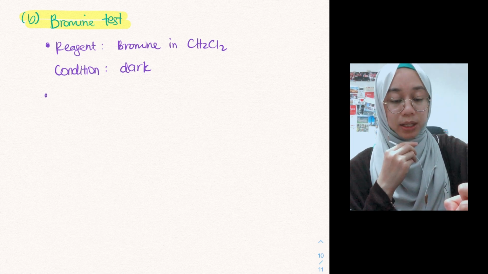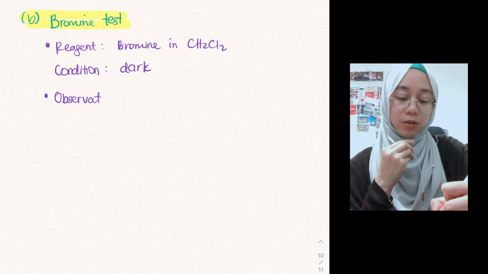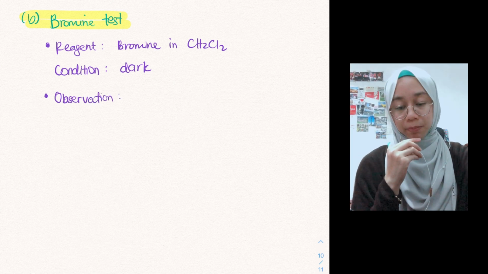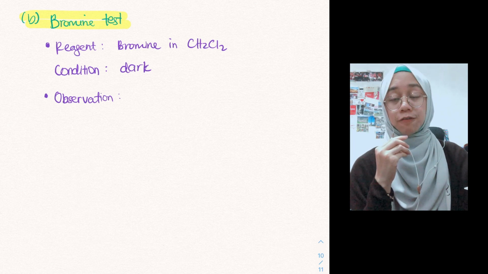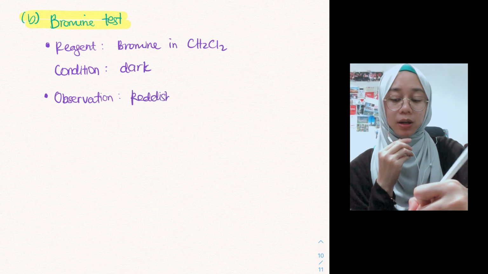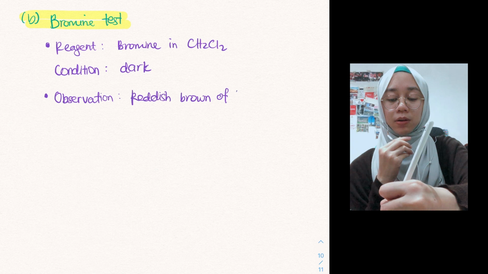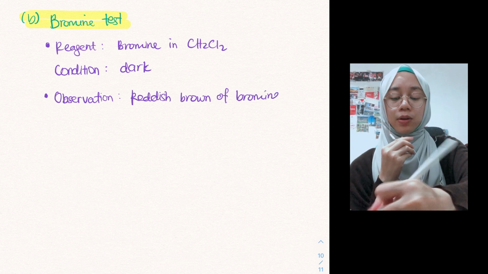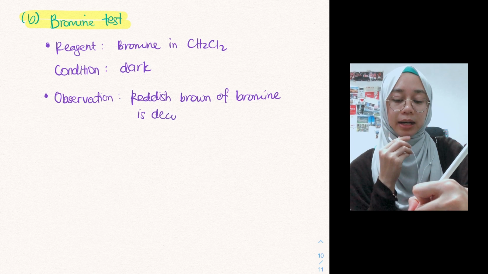So next one pula kita kena tengok observation then. Kan, apalah test kalau tak ada observation. So observation ni very simple. Again kita akan tengok color change. Okay, so color change of bromine. So warna bromine ni, warna dia adalah reddish brown. Okay, so reddish brown. So what's gonna happen to the reddish brown of bromine? Kalau dia boleh detect double bond, so dia akan decolorize.